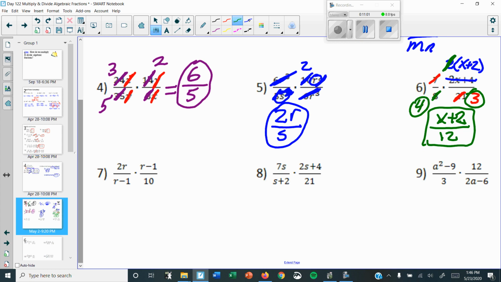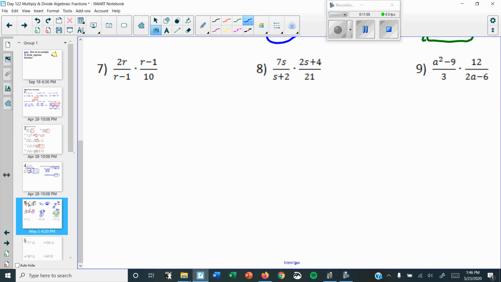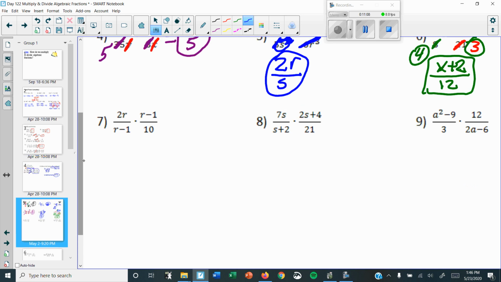Okay. So remember, you can take all of something or you can't take any of it. For number 7, I see an R minus 1 and an R minus 1. That can all disappear. What about the 2 and the 10? You can take a 2 out. 2 divided by 2 is 1. 10 divided by 2 is 5. Is there anything else? No. So it's R over 5.